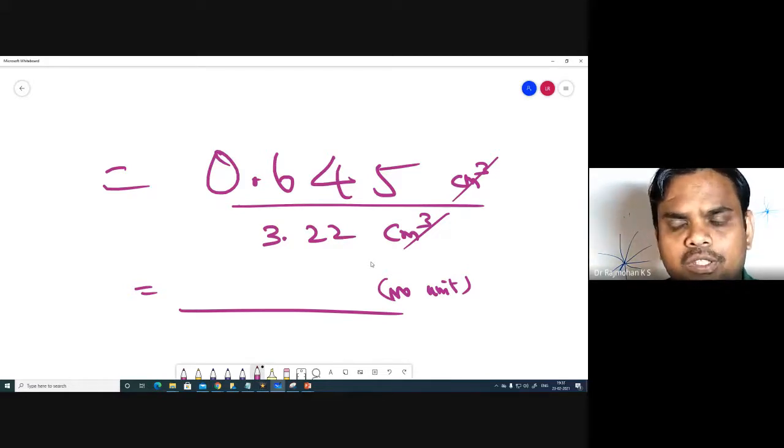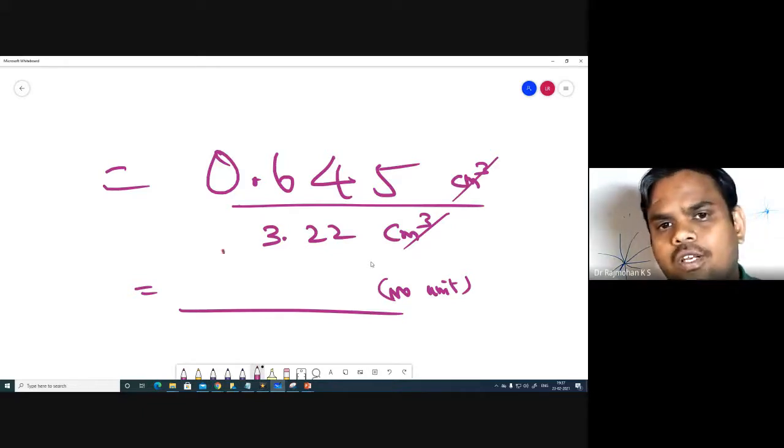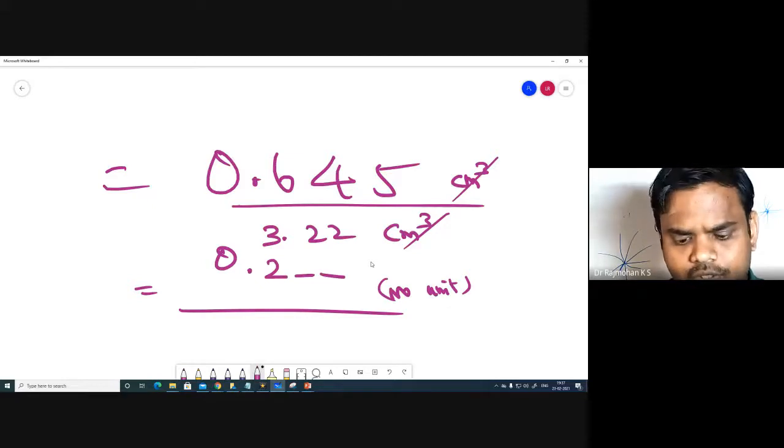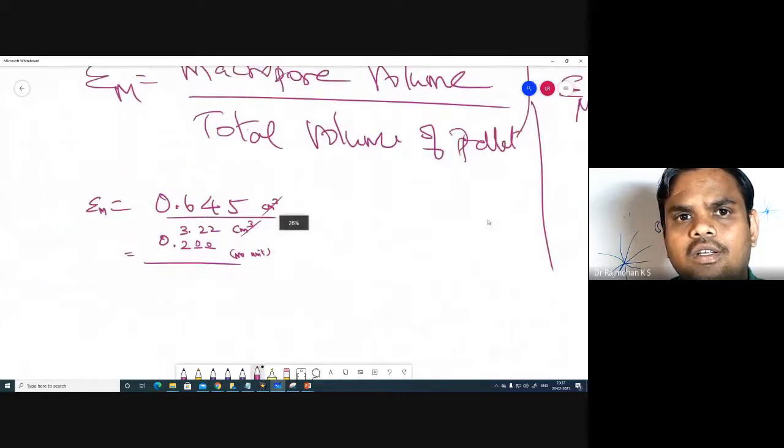So epsilon m equals 0.645 divided by 3.22. Please use your calculator, I am also calculating. 0.645 divided by 3.22. Yes, so we get 0.2. Please write what you are getting. I got 0.200.